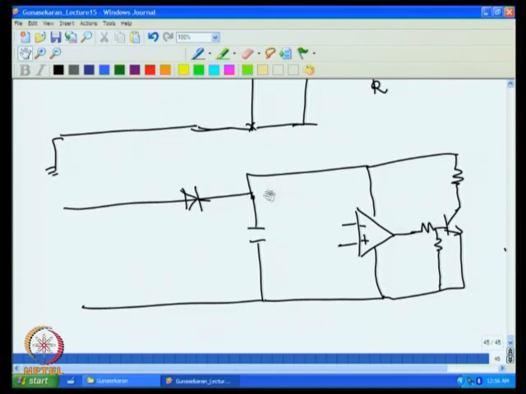So to maintain this at constant voltage, we have to configure this comparator correctly. One thing I can do is connect this to output sensing. So I connect this to the output, and then I connect this to the reference voltage.